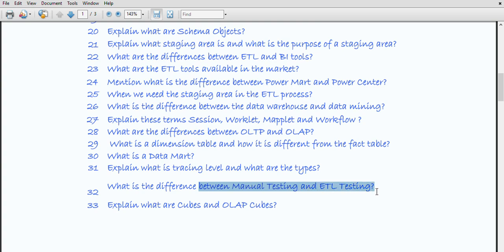Then what is the difference between manual testing and ETL testing? Basically, manual testing focuses on the functionality of a program or software, while ETL testing is related to the database and its counts.